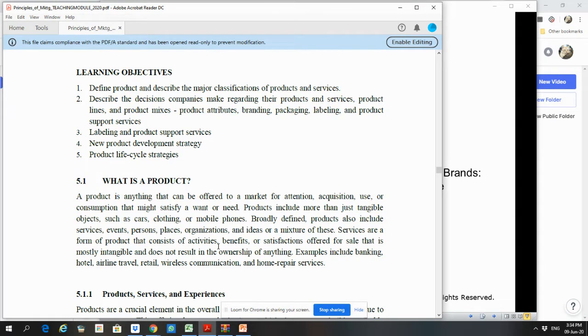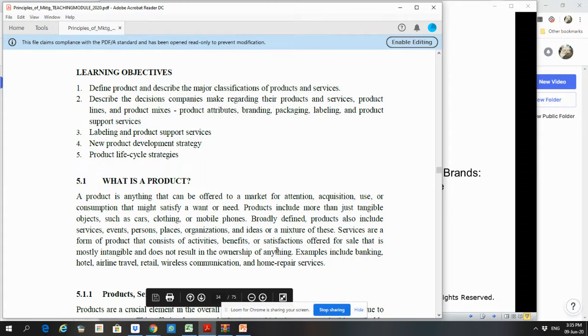You need to know what's the definition of product. Everyone of us knows what a product is, but in terminology, yes, we know it's a thing that we can touch. It's an existing product that we can consume, the consumption of a physical product.